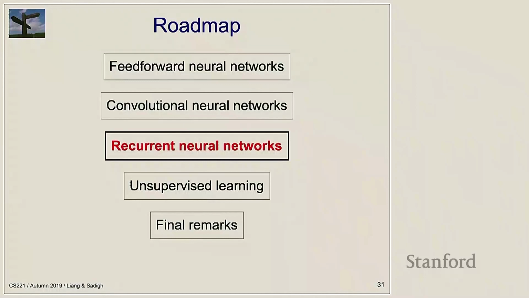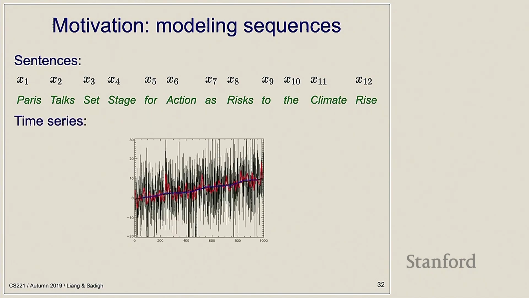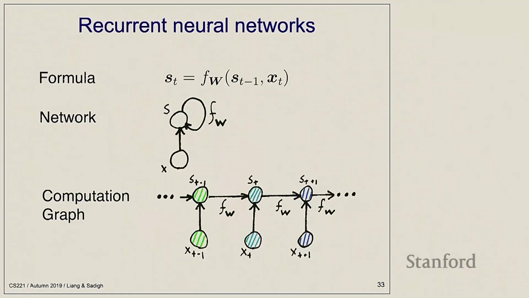Okay, so now we're going to talk about recurrent neural networks. The idea here is that you're modeling sequences of input. This could be things like text or sentences. It could also be things like time series data or financial data. And a recurrent neural network is something where the network feeds its past inputs into itself. So it has time dependencies.